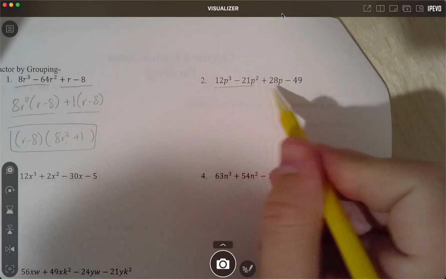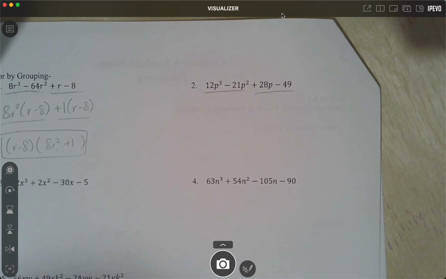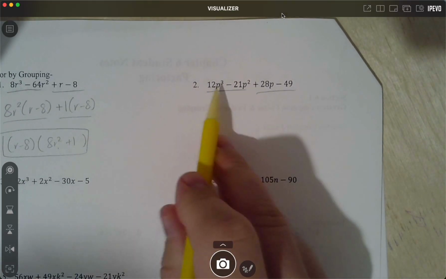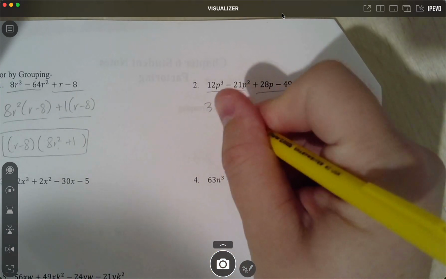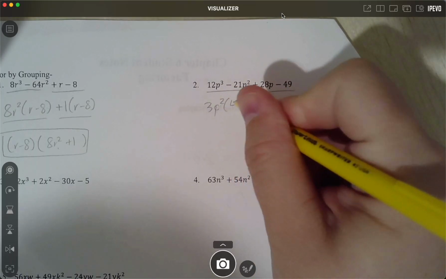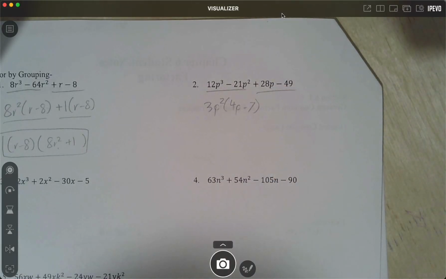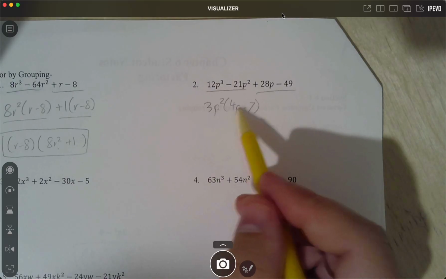So, 2 terms for a total of 4. Again, when you see 4 terms, you're going to be doing by grouping. So, for the first 2, 12 and 21, they at most share, I think, 3. And p cubed and p squared share at least p squared. We're left with 4p. We're left with negative 7. The next question, again, is technically the same. What's the common factor? But really, it's how do I make a match? What can I do to 28 and 49 to get 4 and 7?